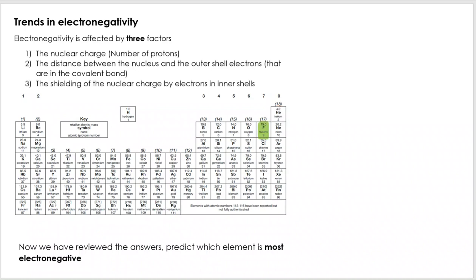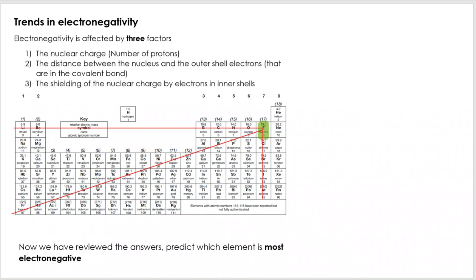The correct answer is fluorine. And actually what you can do is draw an arrow onto this periodic table to illustrate that fluorine is the most electronegative element. And you can see the arrow here going upwards towards fluorine. So electronegativity increases up a group and increases across a period.